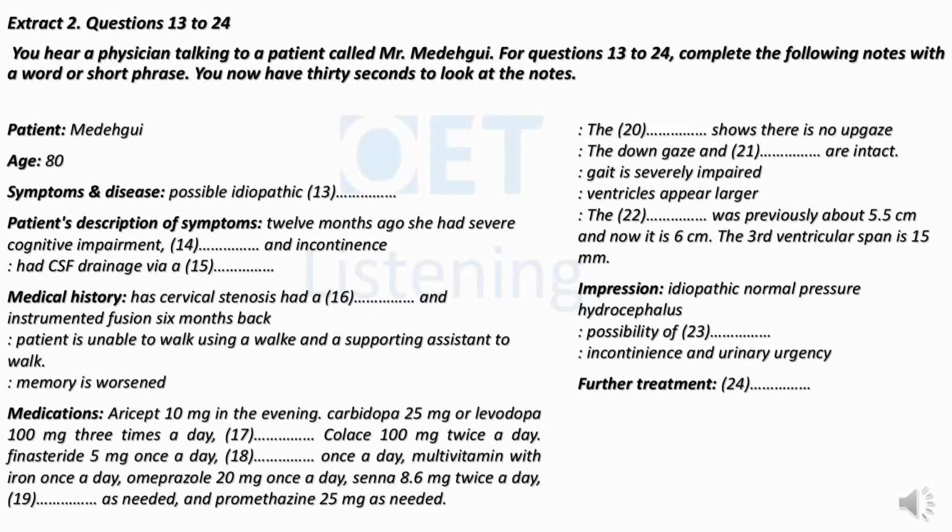Although you have already had a CSF drainage via spinal catheter a year ago, I would strongly recommend that you repeat this now because there is further enlargement of the ventricles on the scan. I would also recommend a shunt surgery that would probably make a difference.